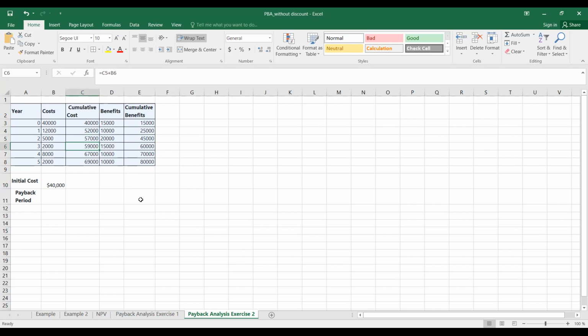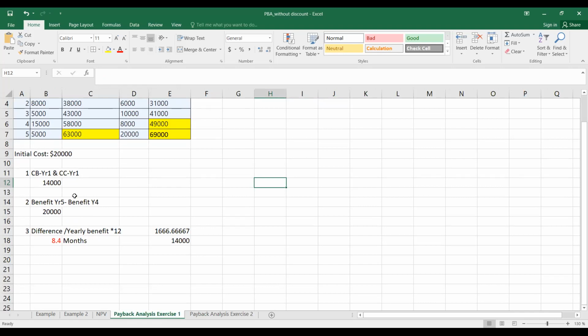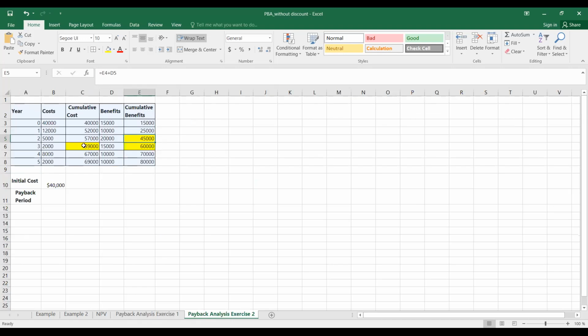So somewhere between year 2 and year 3, what happens is that your benefit surpasses the total costs. So in that case, that means the payback period has to do with these values. Okay, and we'll also have a look at the value that you have for year 2, the cumulative benefits. So like mentioned earlier, the very first thing that we are going to do is calculate the difference between the total costs of year 3 and the total benefits of year 2. So what we're going to do is cumulative costs year 3 minus cumulative benefits year 2.